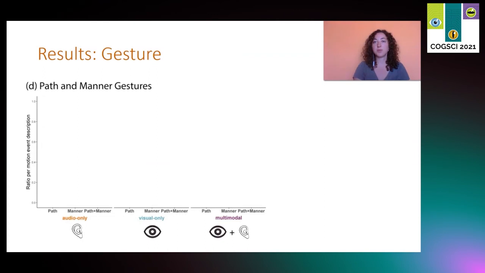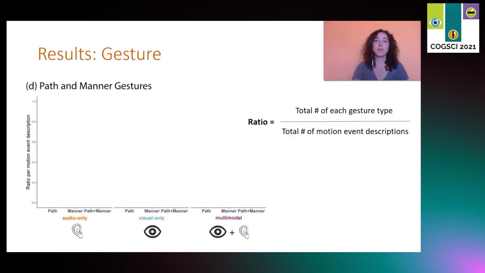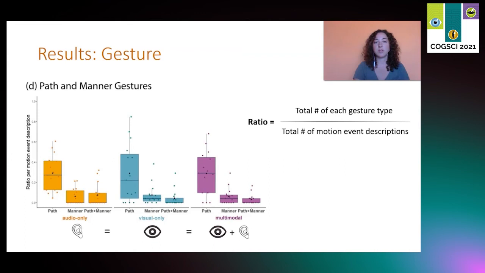Then we looked at the types of gestures participants produced, and we again calculated the ratio for each type of gesture per motion event description. The results show that, regardless of the condition, all participants produced more path-only gestures compared to manner-only and manner plus path gestures. So there was no effect of input modality.